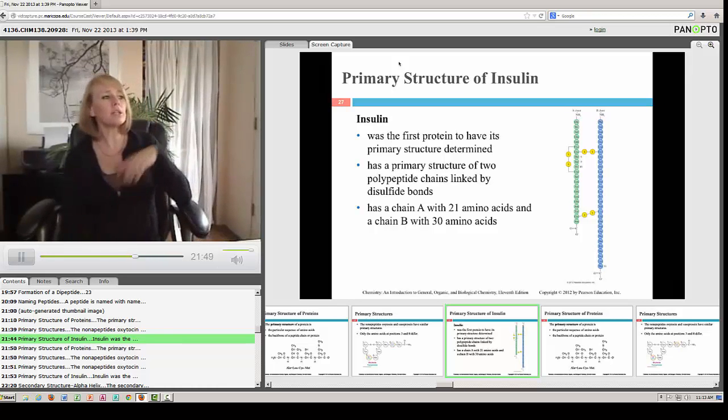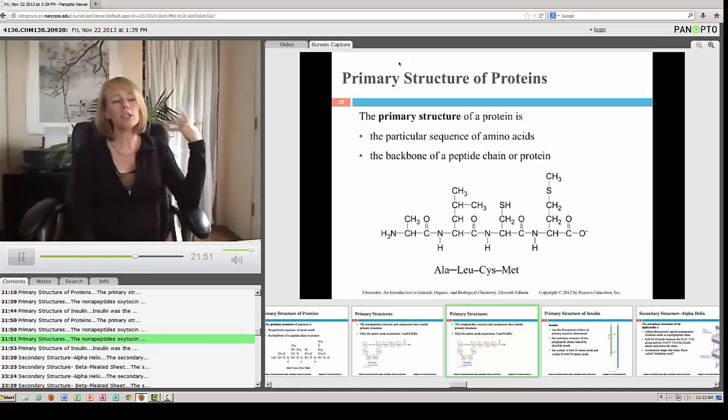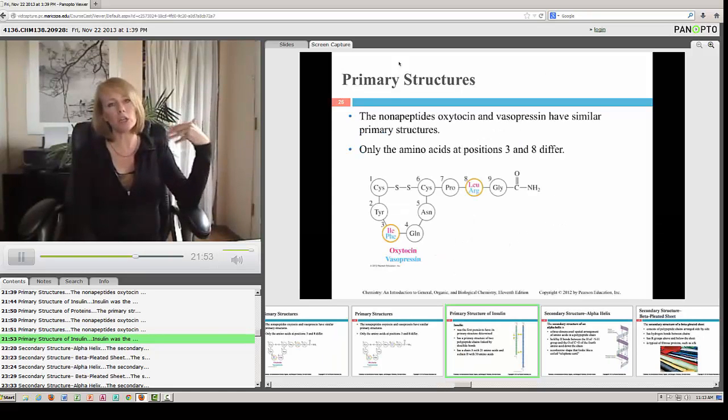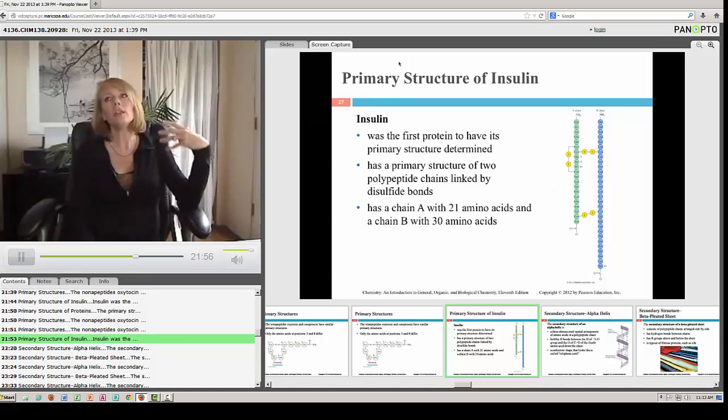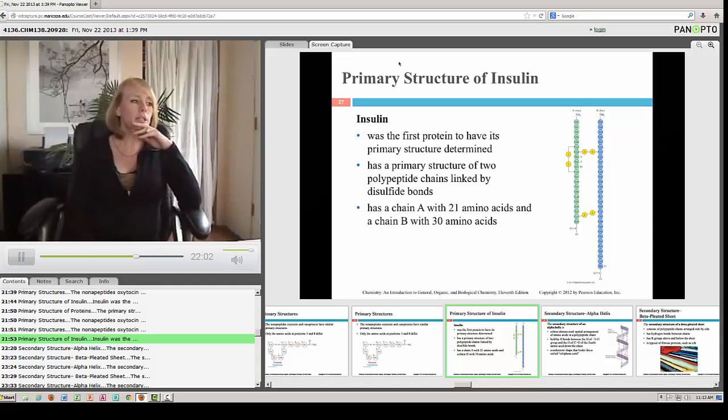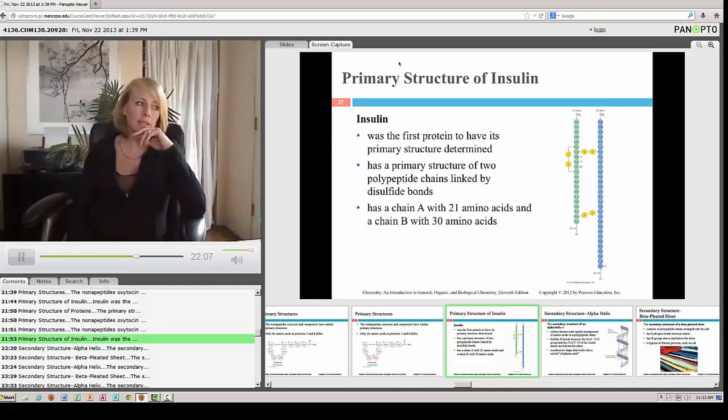The secondary structure starts to describe the shape that the primary structure takes on due to the characteristics of the amino acids and the order in which they are, okay? So it's more of a 3-dimensional spatial arrangement of the amino acids, okay?